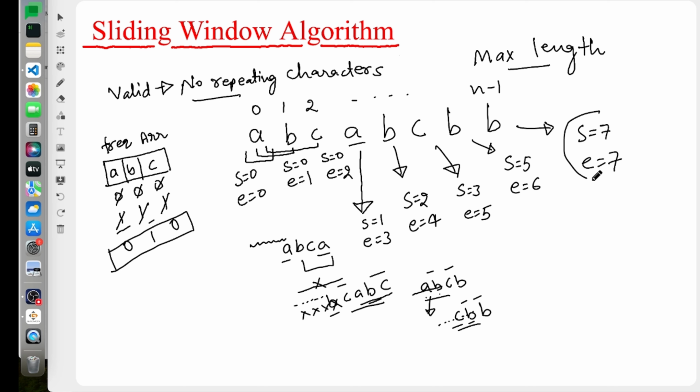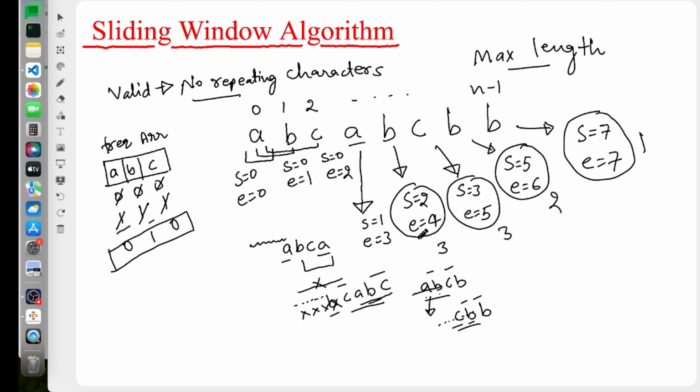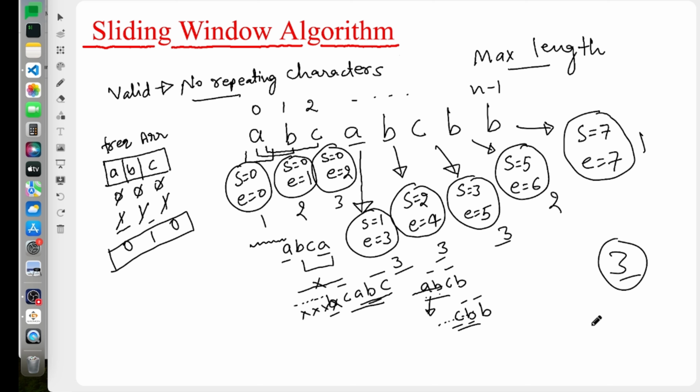If you look at the length of each valid substring, this is 1, this is 2, this is 3, this is 3, this is 3, this is 3, this is 2, this is 1. So these are all possible valid windows or substrings, I could call them, and the max of those is 3. So this is my answer, max length.